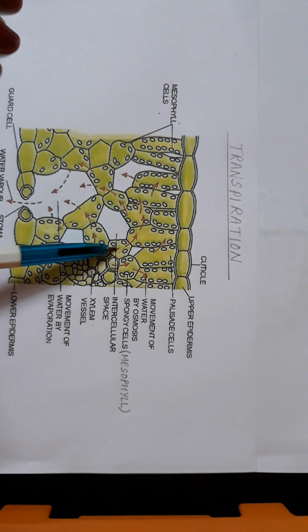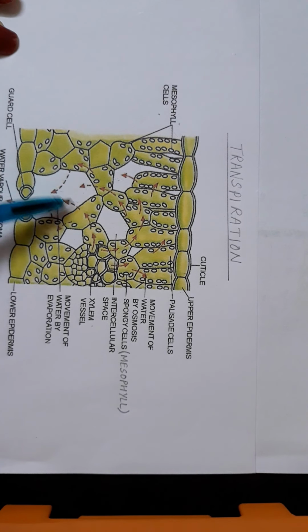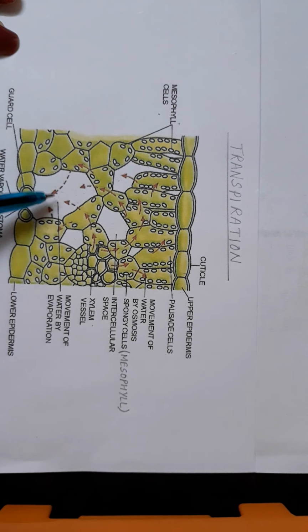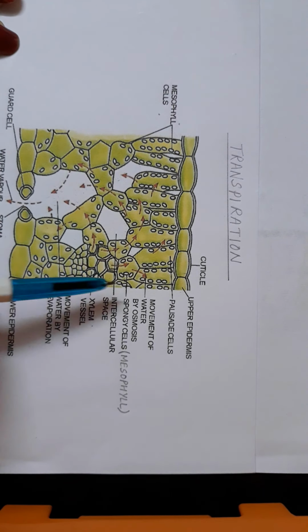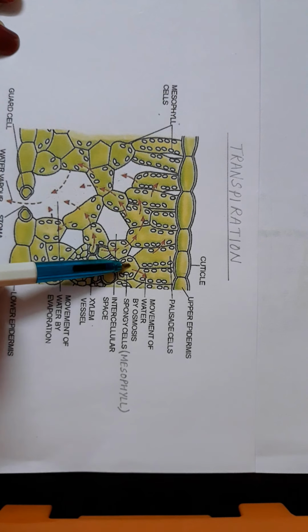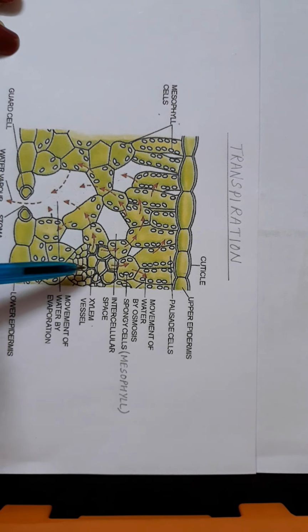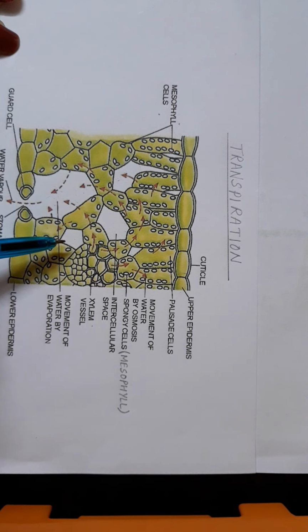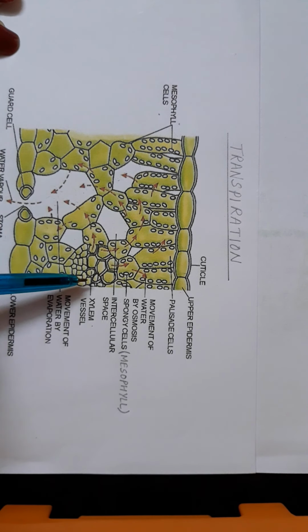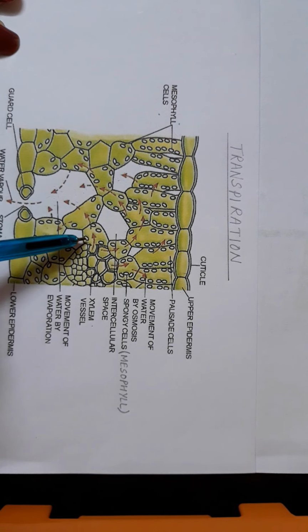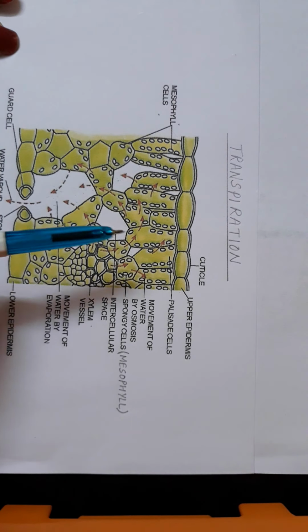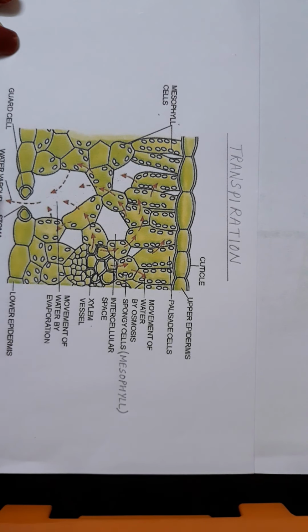Now the cell walls that have lost the water quickly draw more and more water from the adjoining cell. Suppose this has lost water, so they are quickly withdrawing the water from the adjoining cell, and by which process? By the process of imbibition, whereas a very small amount of water enters by the process of osmosis. So thousands of cells of leaves lose water due to transpiration.